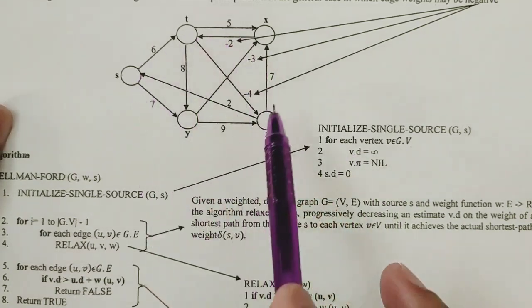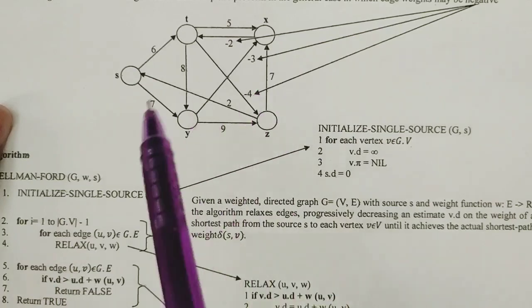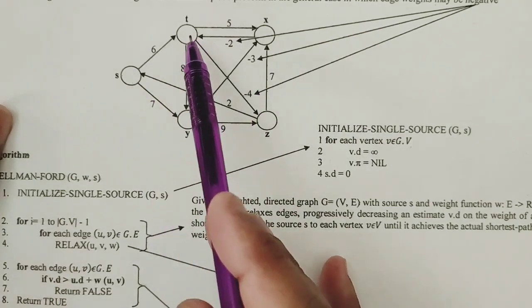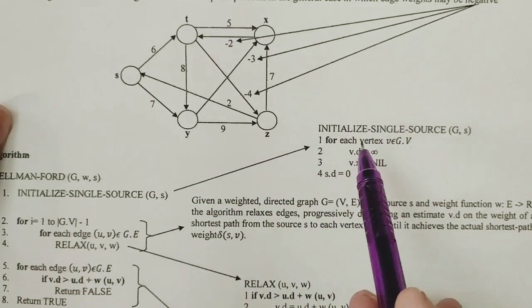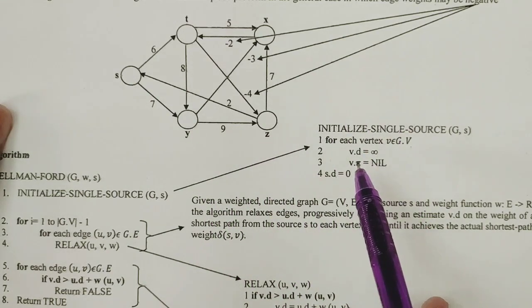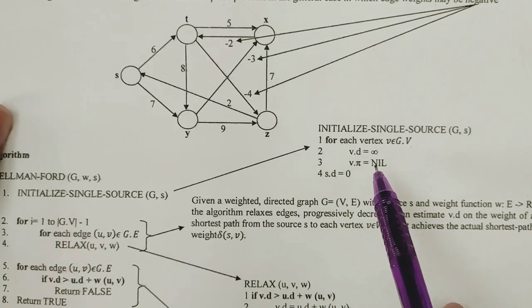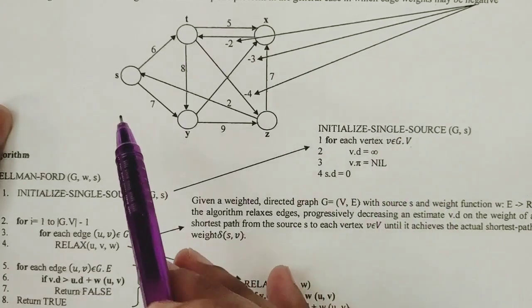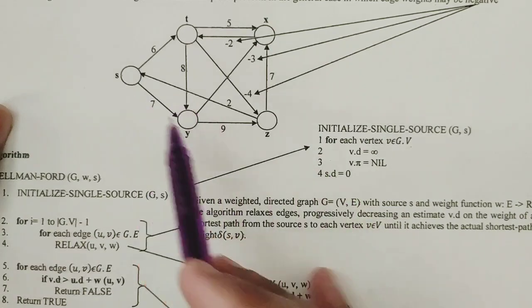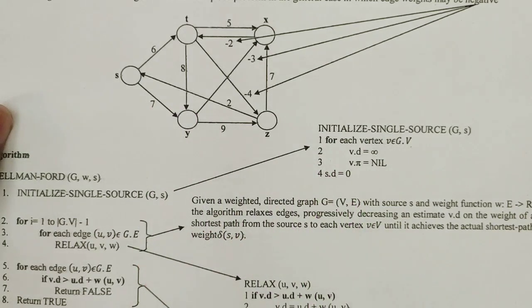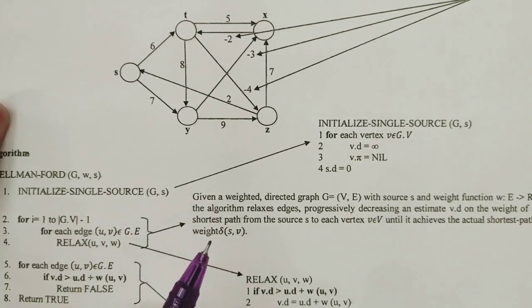So if you have been given this graph, the initialization process means s dot d, t dot d, x dot d, y dot d, and z dot d are initialized as infinity, and their pi value is initialized as nil. Then detect the source. Suppose s is the source, and assign 0 as its d value. So s dot d equals 0. This is the first step, which is similar to Dijkstra.